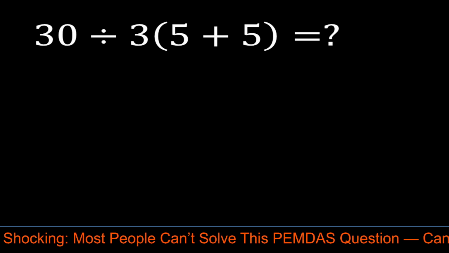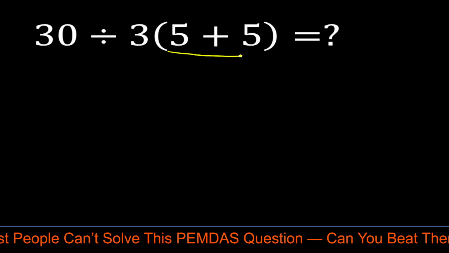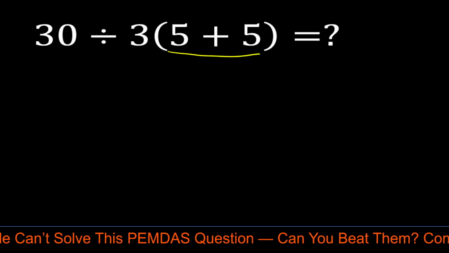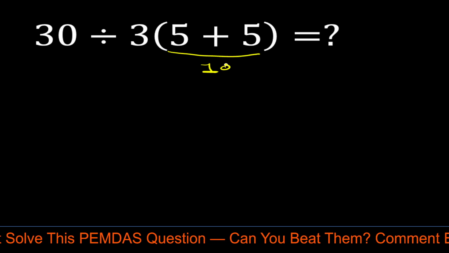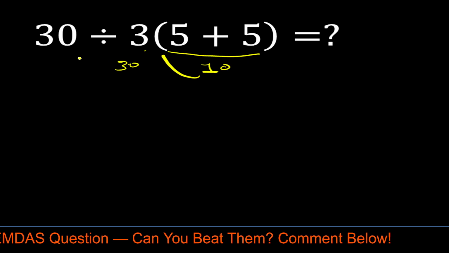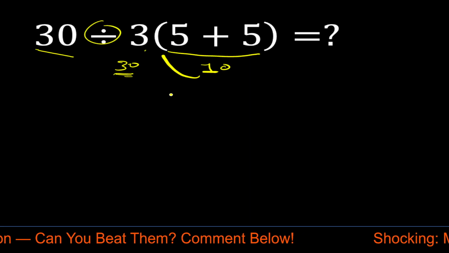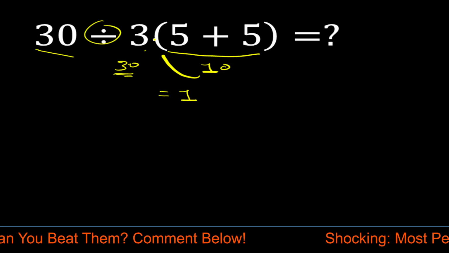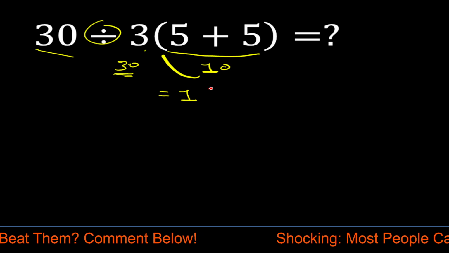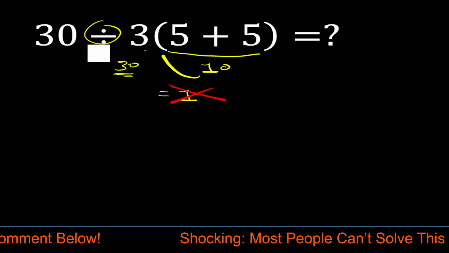So, most people solve this question like 5 plus 5 is equal to 10, right? Then 10 times 3 is equal to 30, right? Now 30 divided by 30 is equal to 1, right? But this answer is not correct. This answer is completely wrong.